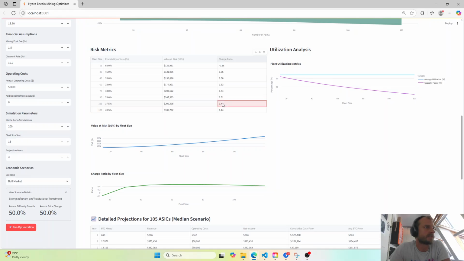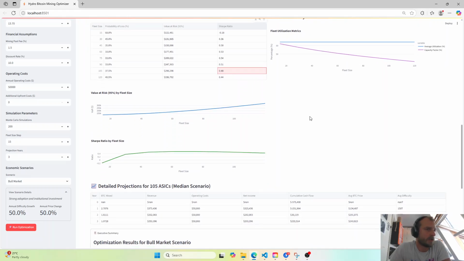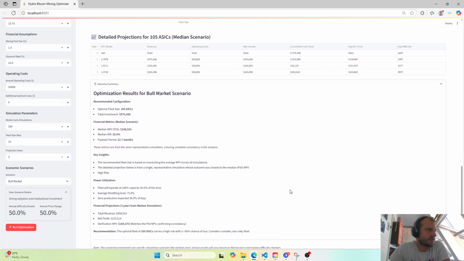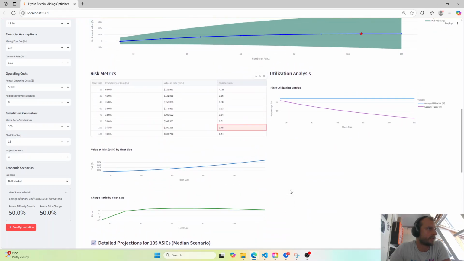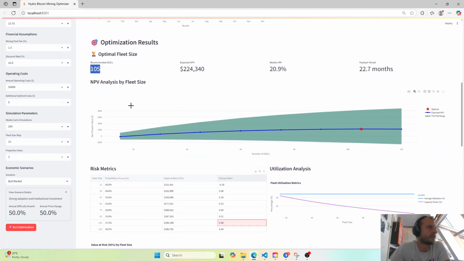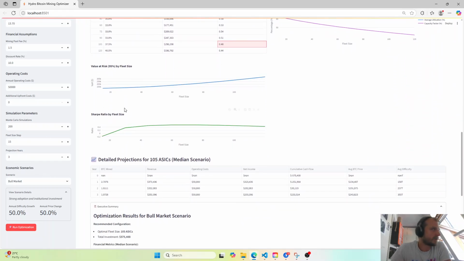So that's why the target is the higher Sharpe ratio here, and the same principle here. So we've got 37% risk for this particular scenario. And here you go. Yes, I'm going to publish it at some point, but I just wanted to show you now.